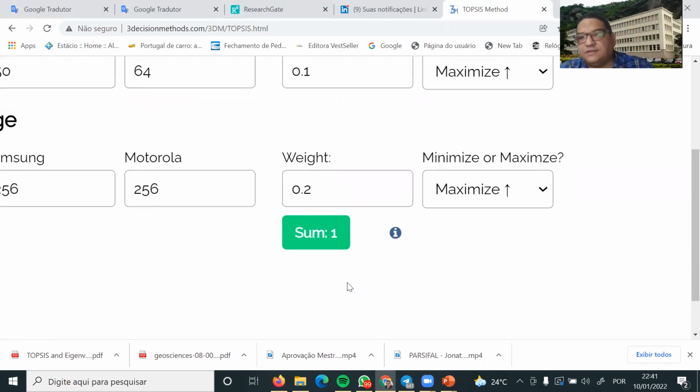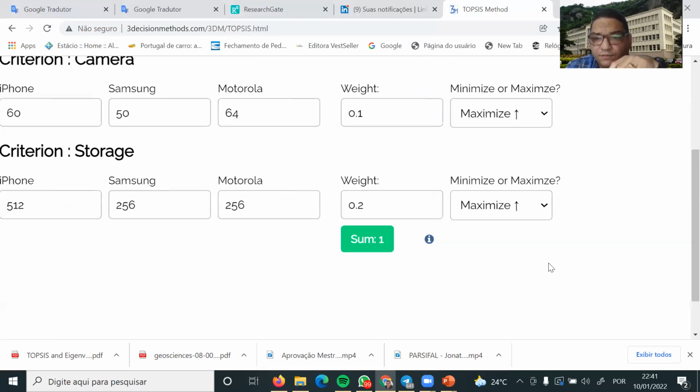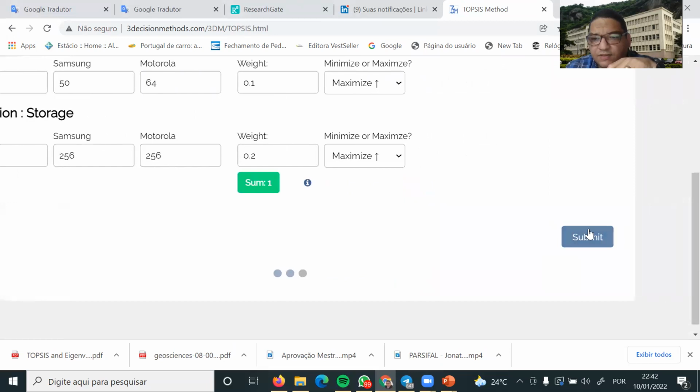So we have 3 steps. First, the criteria set. Second, the alternative set. And the last is to fill out the values in the decision matrix. So now submit.